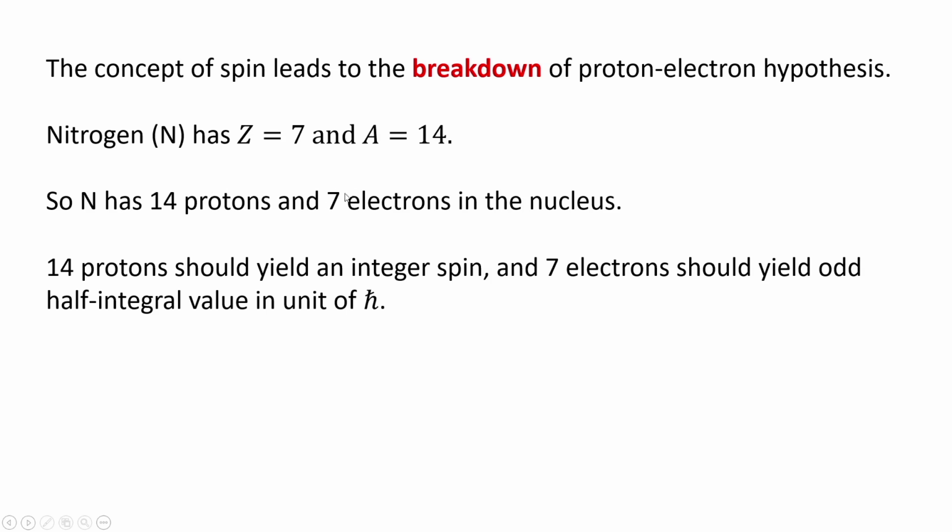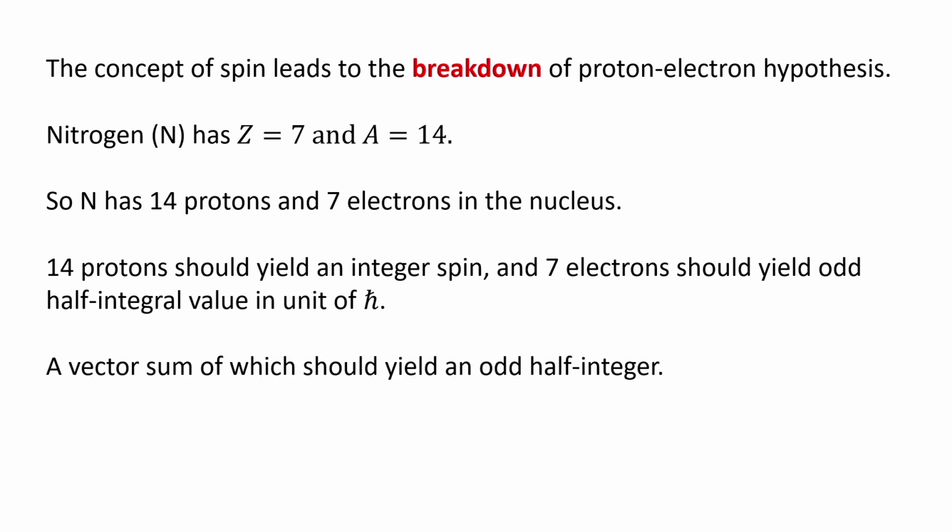So, there are 14 protons and 7 electrons in the nucleus. The 14 protons would have given an integral spin, and 7 electrons would give a half integral spin, but the vector sum of which should yield a half integer for the spin. But experimentally the total spin is found to be equal to 1 for nitrogen.